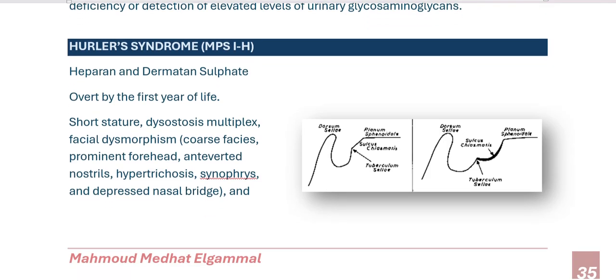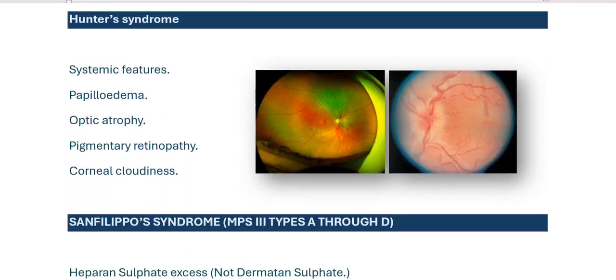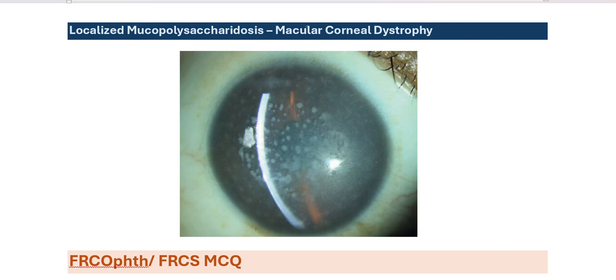The localized form is macular corneal dystrophy, and you'll see right now how similar these findings are. The localized form has no systemic associations at all. It's just a corneal dystrophy.